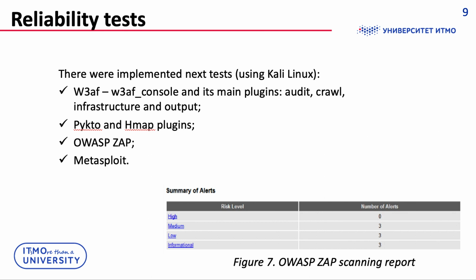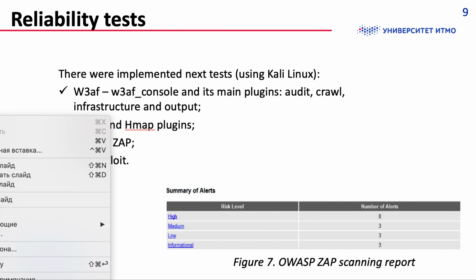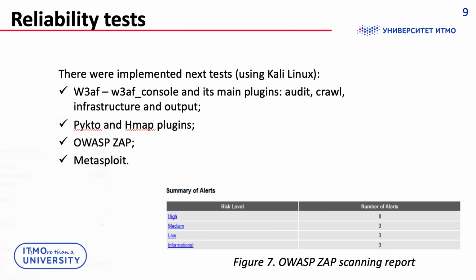OWASP ZAP is a tool to examine HTTP requests and responses. Such instruments can help to find vulnerabilities such as missing headers, tokens, and also it finds SQL injections and XSS. Plugins were also used, such as Picta and HMAP. Picta is searching for vulnerable references, and HMAP identifies web server and its parameters.